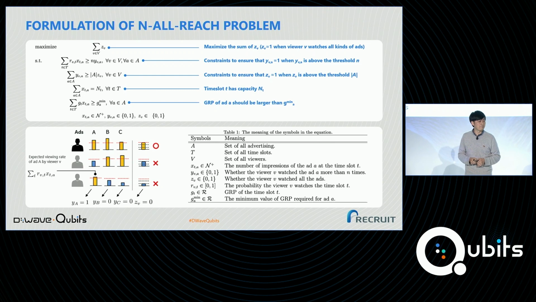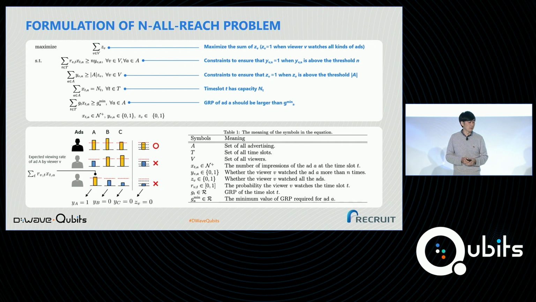And also, let's look at the formulation of the N-reach problem. The problem we are trying to solve is a combinatorial optimization problem, which is also formulated as integer programming. Here we show the form of the integer programming format. And there are 3 decision variables.